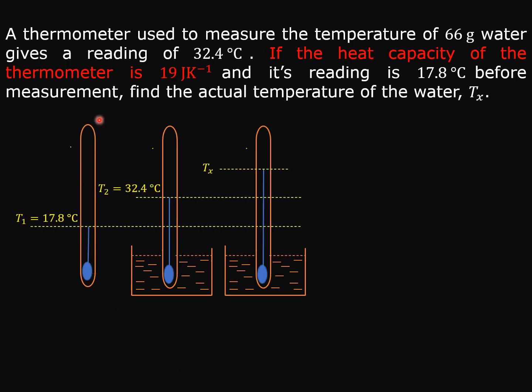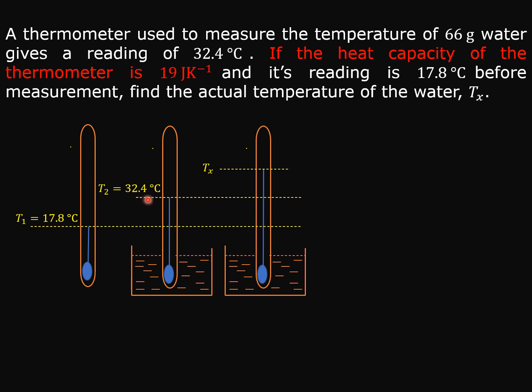The thermometer in the air shows a reading of 17.8 degrees C. This is the reading of the temperature before the thermometer is used to measure the temperature of the water. But when this thermometer is put into the water, the reading shows 32.4 degrees C. This is T2.